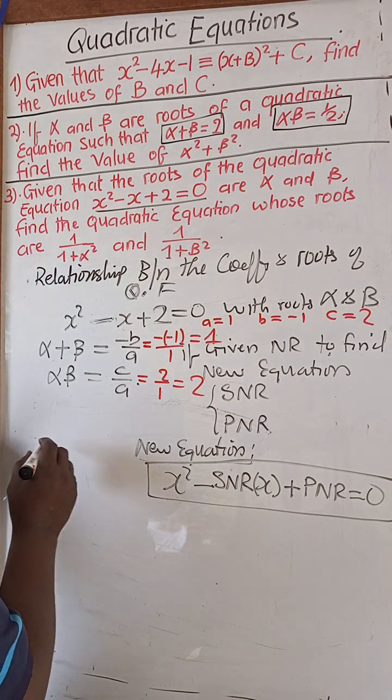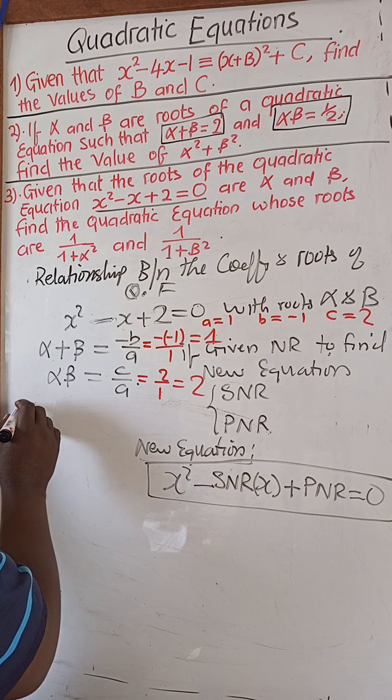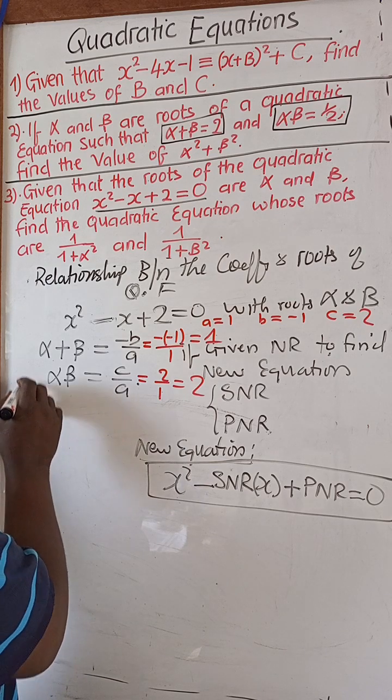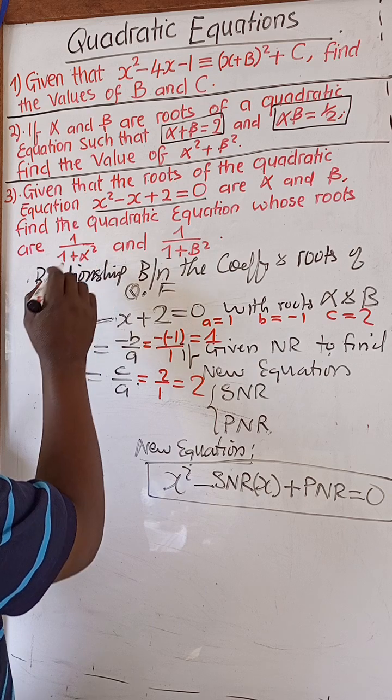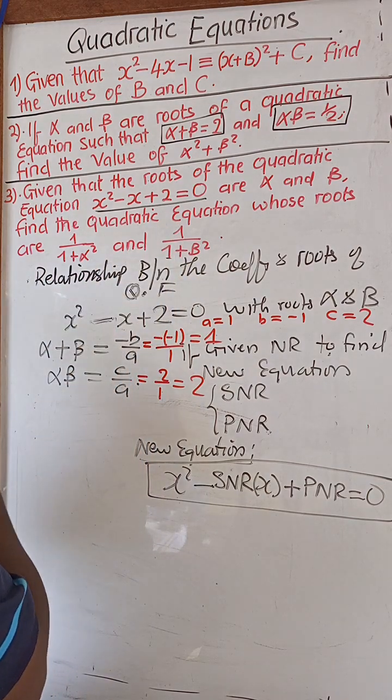Now, the new roots. The new roots are given as 1 all over 1 plus alpha squared and 1 all over 1 plus beta squared.